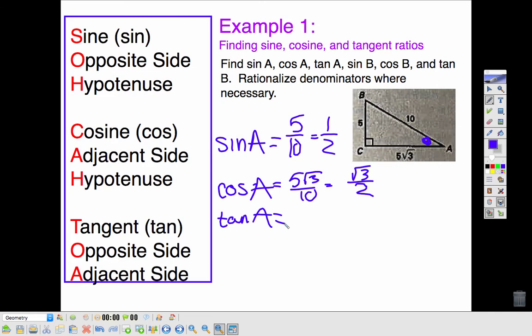And then tangent of A. Tangent of A is opposite over adjacent. So what's opposite? 5. What's adjacent? 5 root 3. So 5 over 5 root 3. What can I do with the 5s? Cancel. Do I have to get rid of the root 3 on the bottom? Yeah. So times by root 3 over root 3, so we get root 3 over 3.